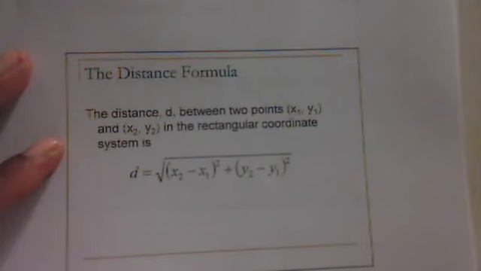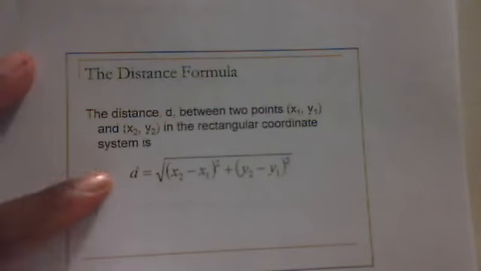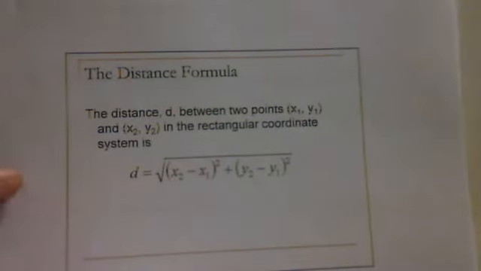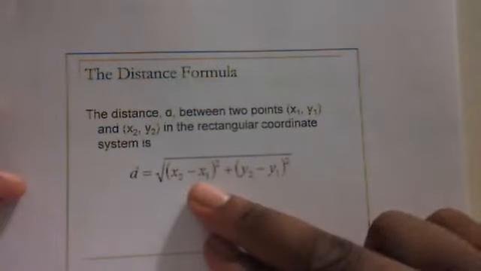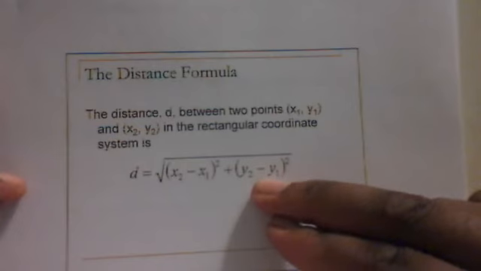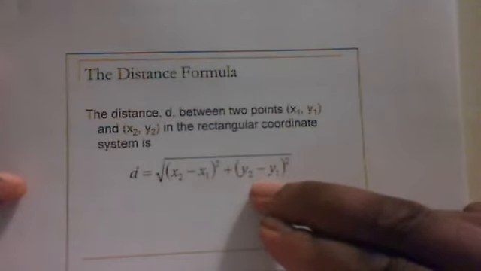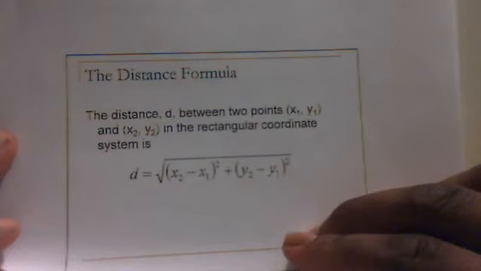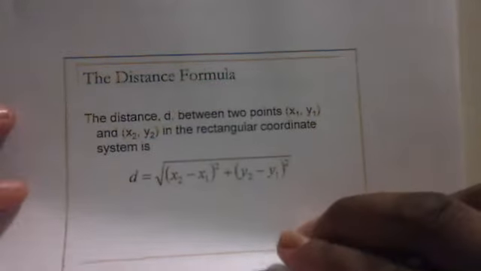If you're given two distinct points, x1, y1, and x2, y2, that distance, which we're going to call d, between those 2 points in the rectangular coordinate system is going to be d is equal to the square root of x2 minus x1 quantity square plus y2 minus y1 quantity square. You'll take the differences of your x coordinates and square it, and then you're going to take the differences of your y coordinates and square it, and then you'll take the sum of that and then take its square root, and that will give you the distance between those 2 points.